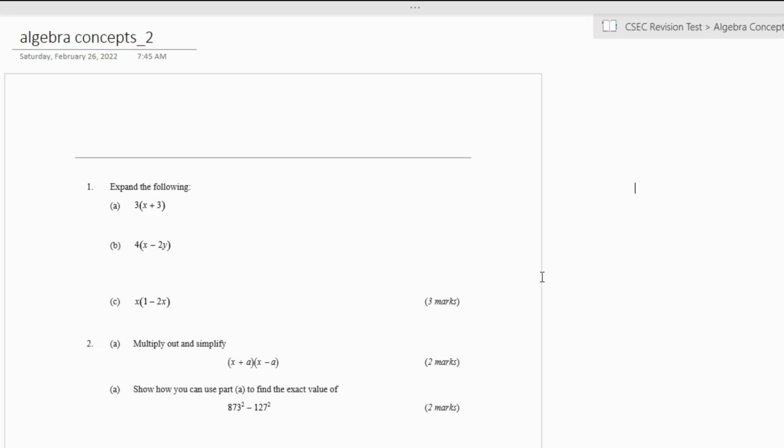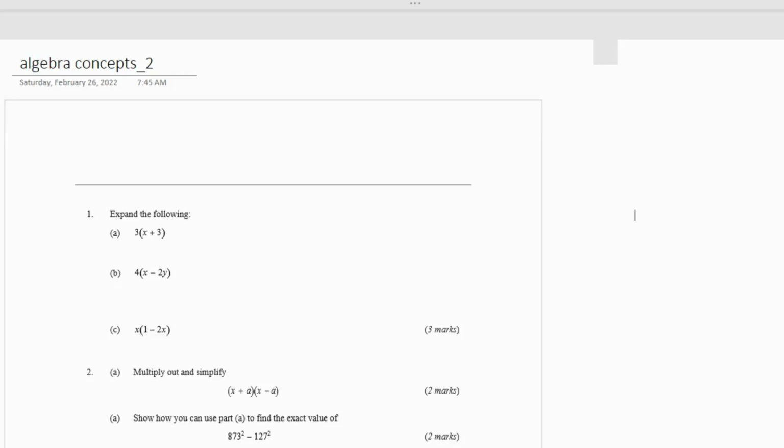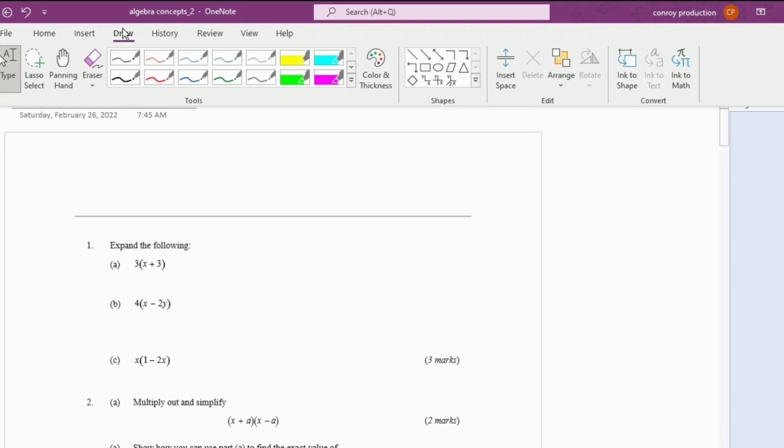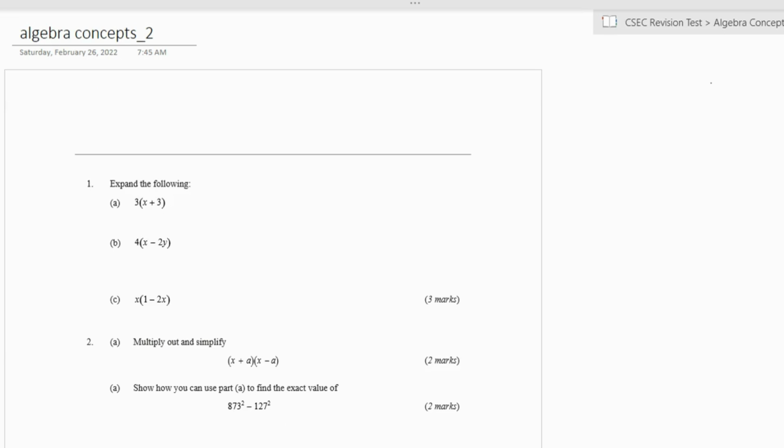We'll be looking at a few problems here in Algebraic Concepts 2. We will review the first one again, and you can look back on that. Looking at number 1 here, it says we are to expand the expression. We know this takes into consideration the distributive property, where a(b + c) is equal to ab + ac.